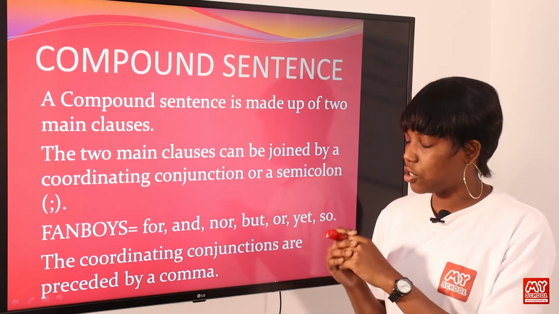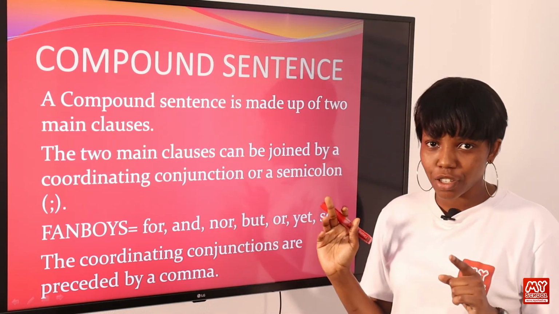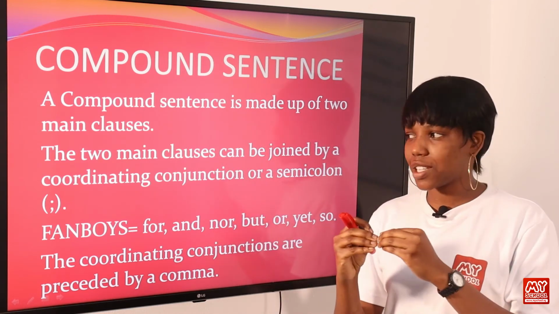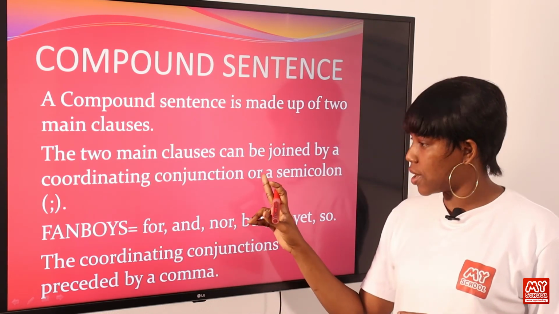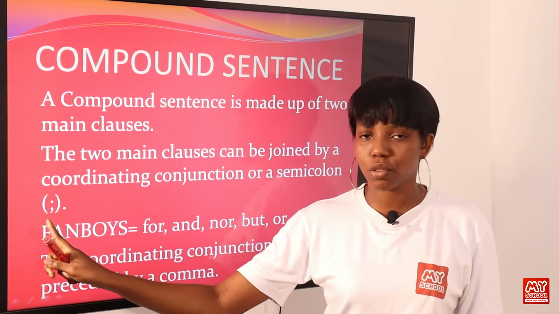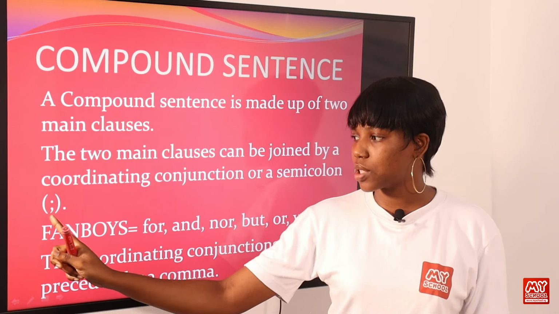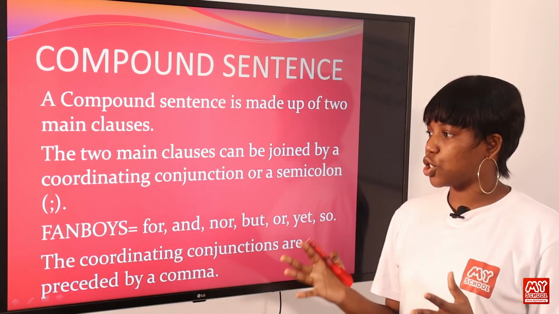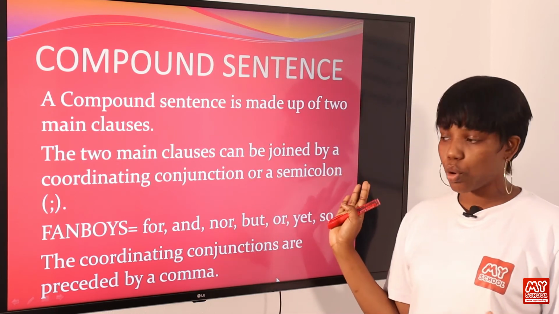Another thing you need to know is that the 2 main clauses are joined by a coordinating conjunction or a semicolon. Now this is what a semicolon looks like. You have a full stop up and then a comma down. So this is how a semicolon looks. So it is joined by either a coordinating conjunction or a semicolon.